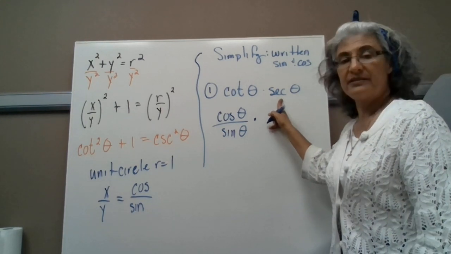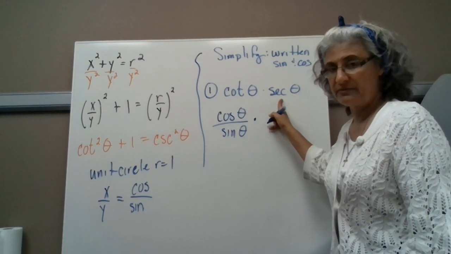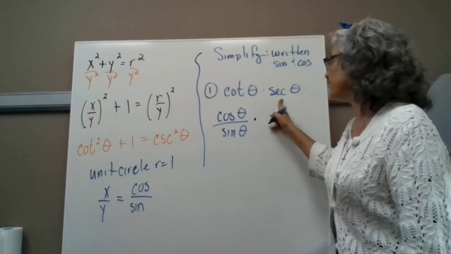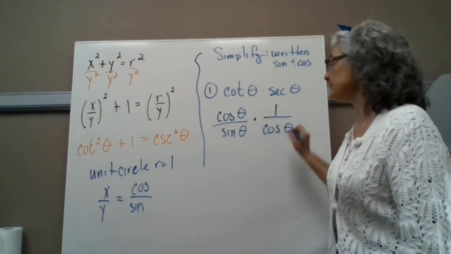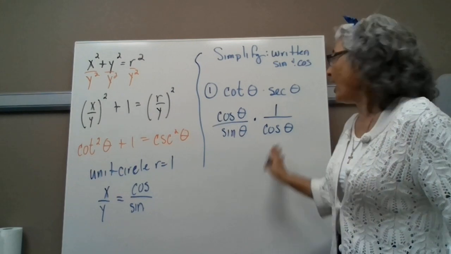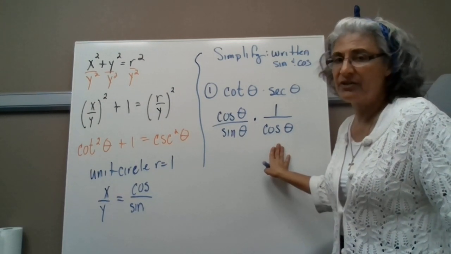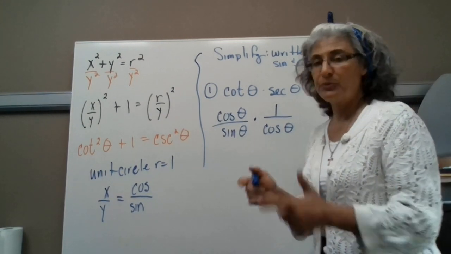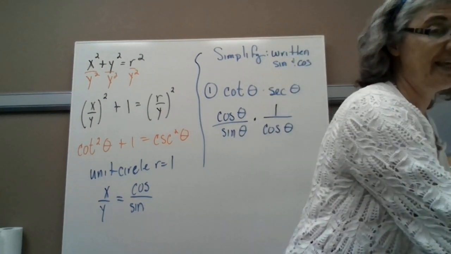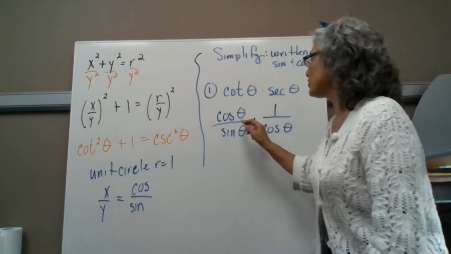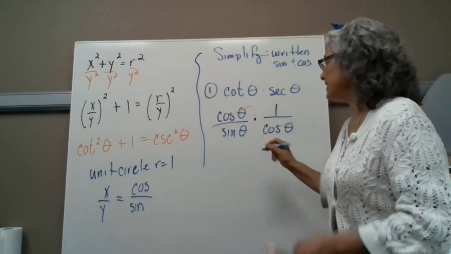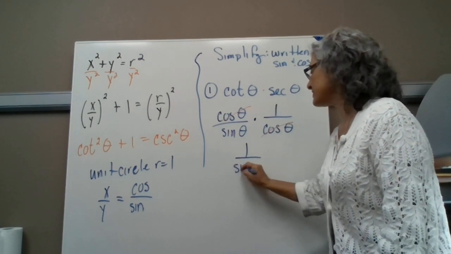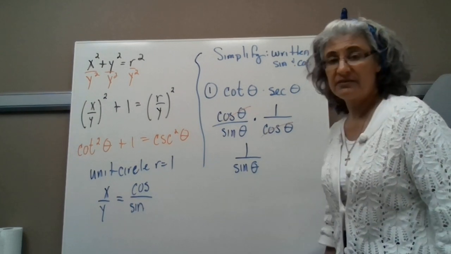And secant. What's secant the reciprocal of? I hope you said cosine. So couldn't I rewrite this as 1 over cosine of theta? I'm just multiplying a couple of fractions now, aren't I? No big deal to multiply fractions. We try to cancel whenever possible. So couldn't I cancel the cosine of thetas because aren't they the same? And don't I just end up with 1 over sine of theta?